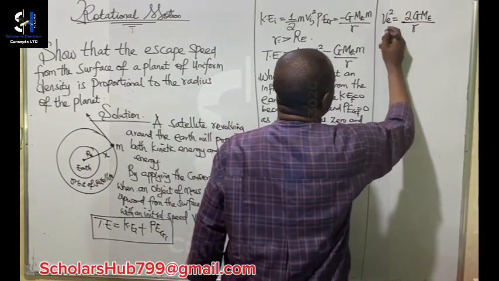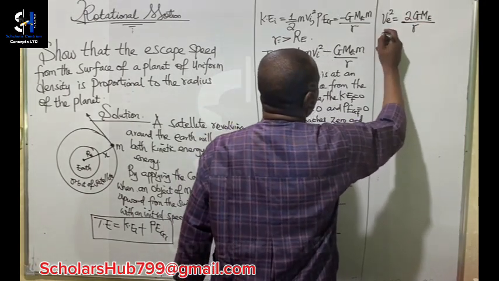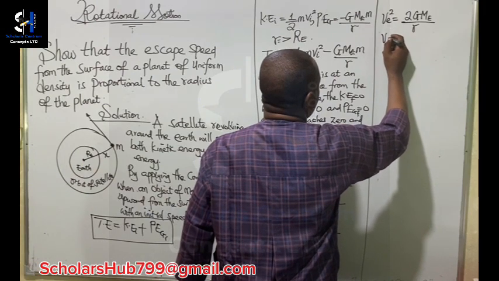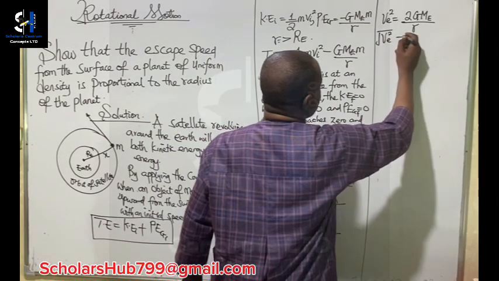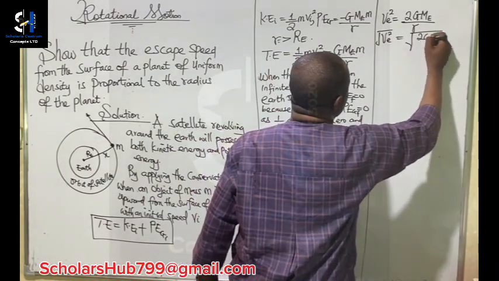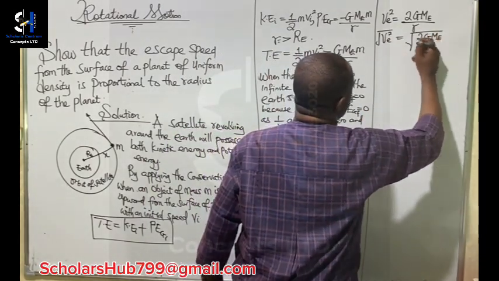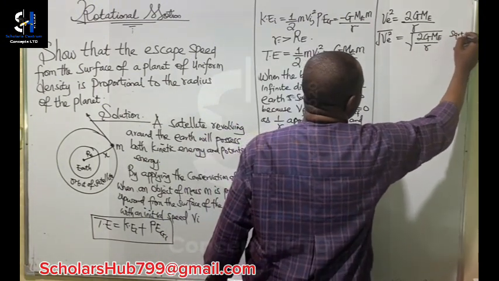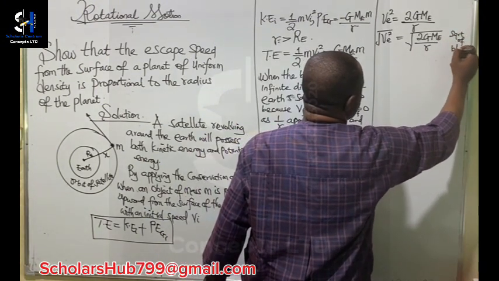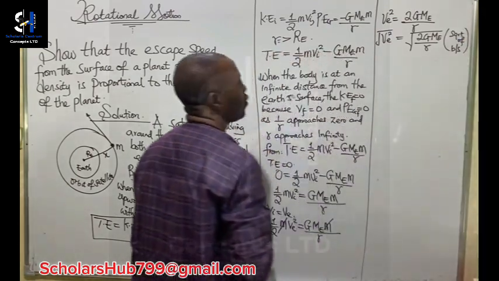So when we take the square root of both sides, we have the square root of ve² equals the square root of 2GMe over r. This is when we take the square root of both sides.